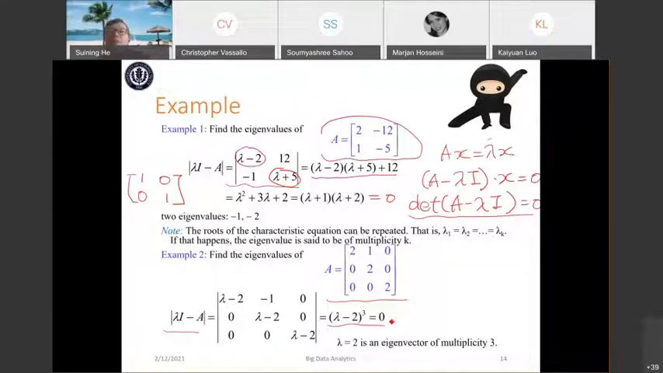And please note that if the eigenvalues are the same, the eigenvalue is said to be of multiplicity k. So here lambda equals 2 is an eigenvalue of multiplicity 3, meaning that there are 3 eigenvalues and they all have the same value of 2. So that is the process of calculating the eigenvalues here. You can practice this part after the lecture.